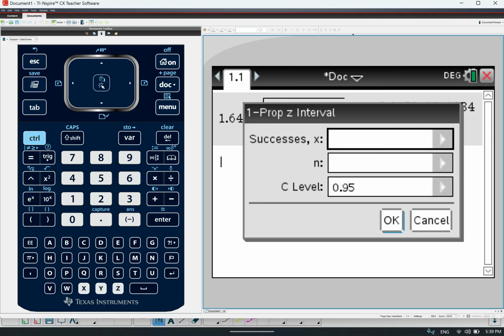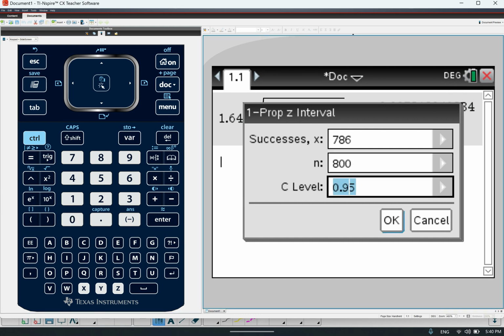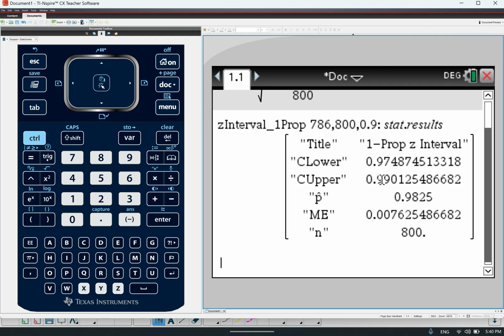You have to enter the number of successes, but that's the n p hat if they don't give it to you as a fraction. So you would enter 786 over 800. And then you would change this to a 0.9 since we were doing a 90% interval, and you would hit OK. And notice they give you the 0.975 and the 0.990.